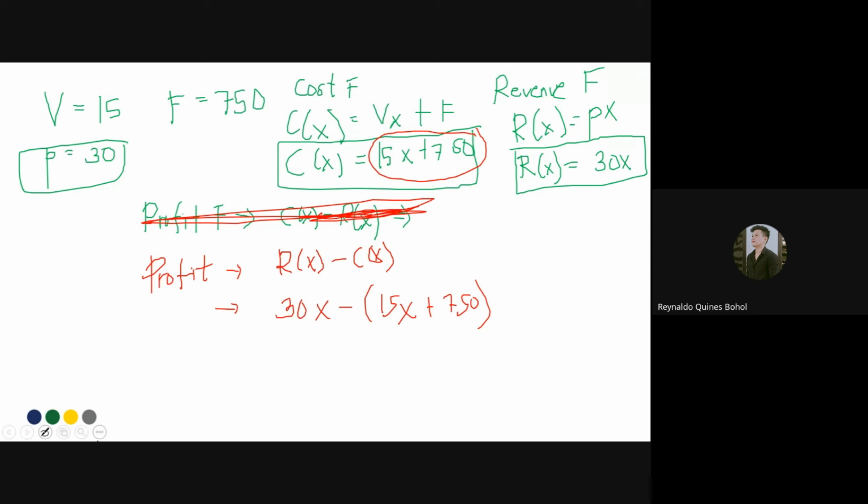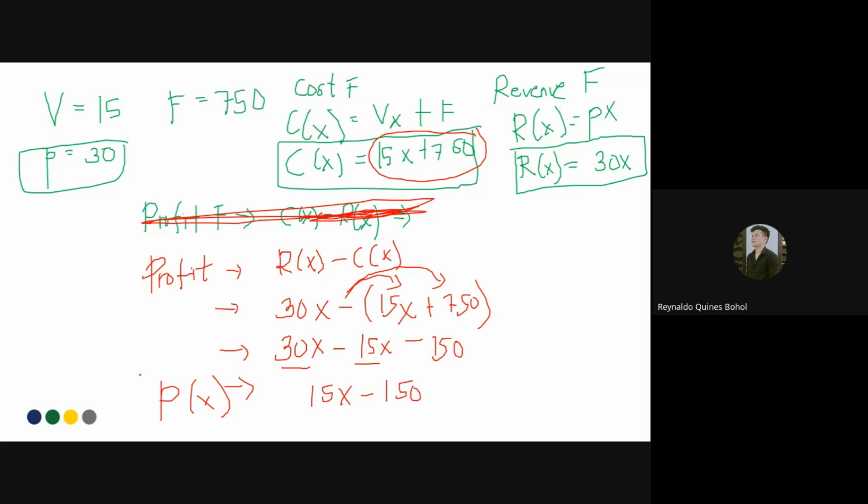I subtract it here, minus C of x. Next, distribute the negative. Distribute the negative. So, it becomes 30x minus 15x minus 750. Next, adding like terms, 30x minus 15x becomes 15x minus 750. So our profit equation is 15x minus 750. It's not 150, it's 750.